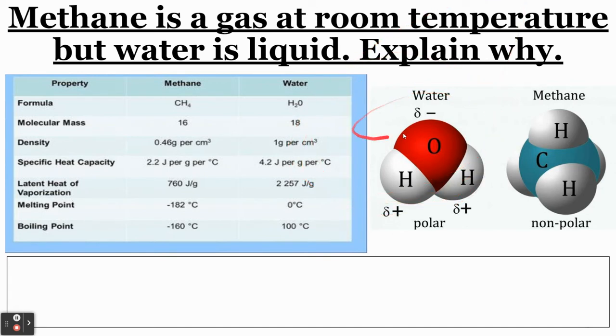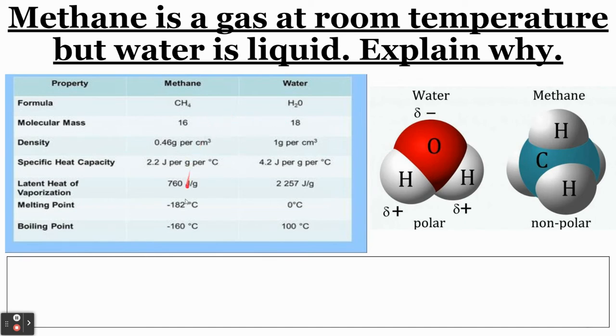So here's our next question. We give you two molecules, methane and water. And we tell you that methane is a gas at room temperature, but water is a liquid at room temperature. Explain why. So when you look at methane and water, you'll see that their masses are relatively similar. Water weighs a bit more, but not much of a difference.